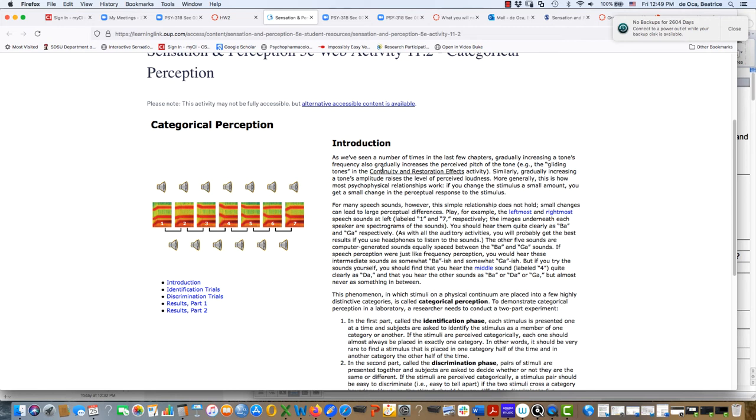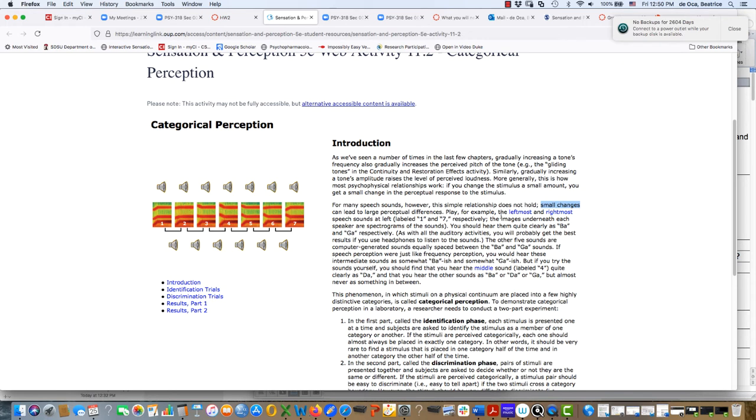The introduction is going to talk about how for other stimuli that we have encountered, like light, and even just basic sound, there's this pattern where a particular stimulus will produce a particular type of perception. Gradually, say, increasing a tone's amplitude raises the level of the perceived loudness. So there's this kind of one-to-one connection between the physical stimulus and what we experience, our perception. But for speech sounds, that is actually a little bit different. Small changes can actually lead to very large perceptual differences.